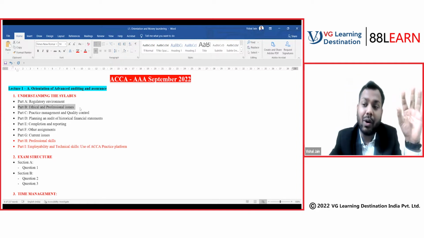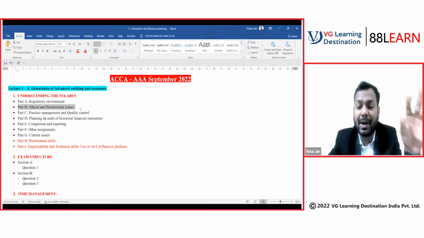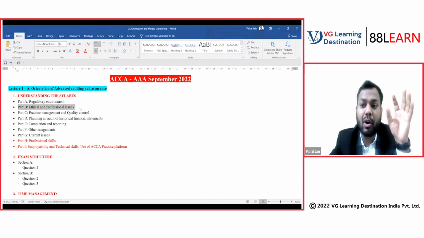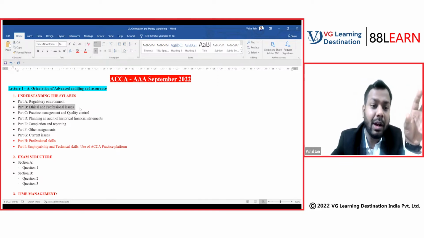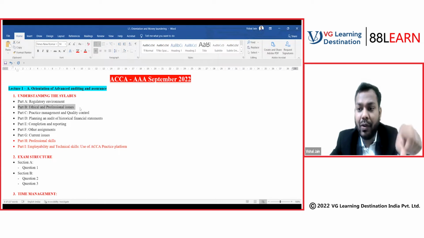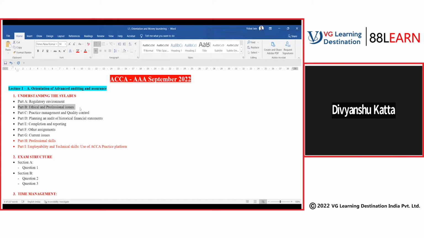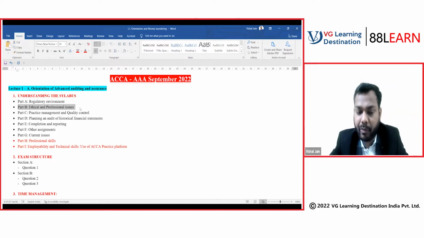Once we are clear about the expectations and responsibilities of the audit firm, then we can comment whether the act by the audit firm is within the ethical vicinity or not, or is professional behavior or not. Is it clear? Please confirm. Is it clear, guys, so far?